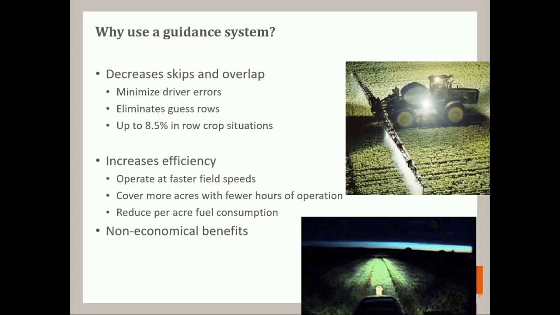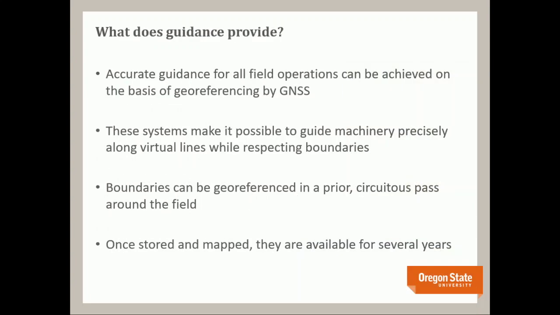Why use a guidance system? Decrease skips and overlaps, minimize driver error or human error, eliminate gas rows up to 8.5% in row crop situations, increase efficiency, operate at faster field speed, cover more acres with fewer hours of operation, reduce per-acre fuel consumption. It is a non-economical benefit. What does guidance provide?